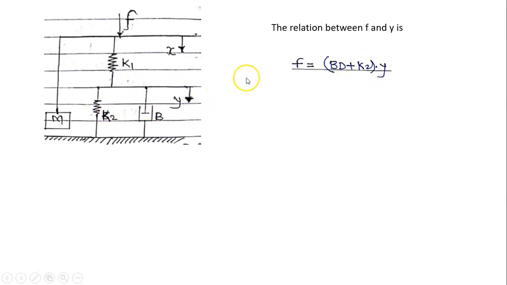Therefore, we will find the equation relating to Y. Again I have drawn the figure. At the Y coordinate, which two elements are there? K2 and B. Therefore, the relation between F and Y is F is equal to BD plus K2 into Y.